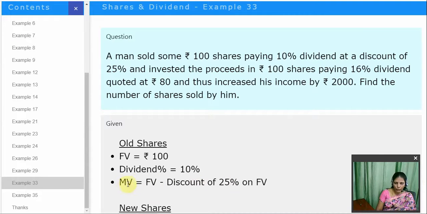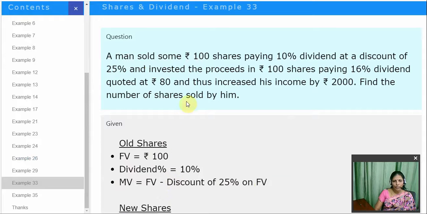So you need to find out what is the market value. As the discount percentage is given, you need to find out the price of market value. So market value is equal to face value minus discount of 25% on face value. So first time he is selling some shares out of this data.